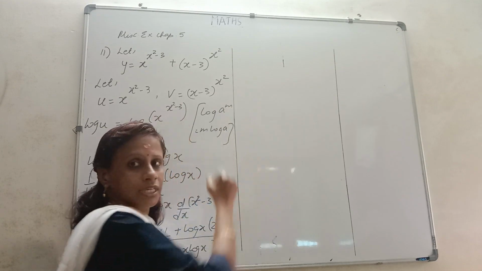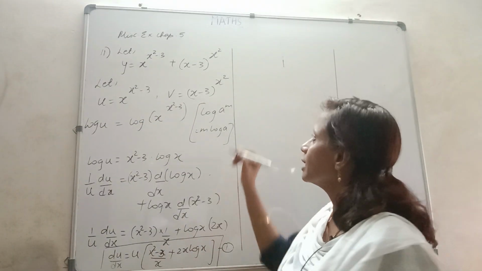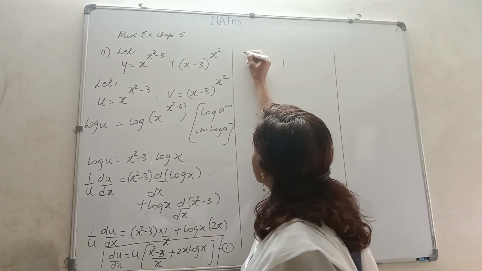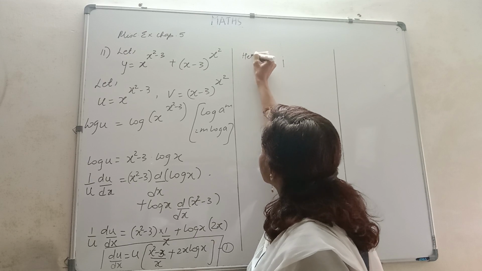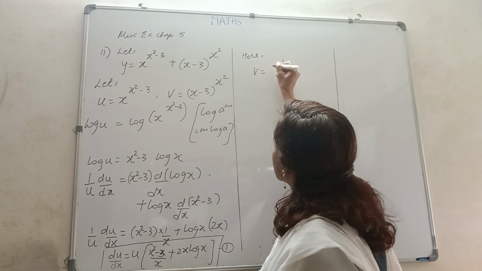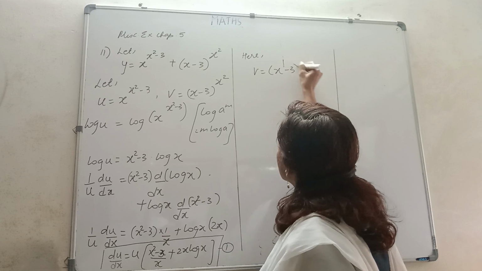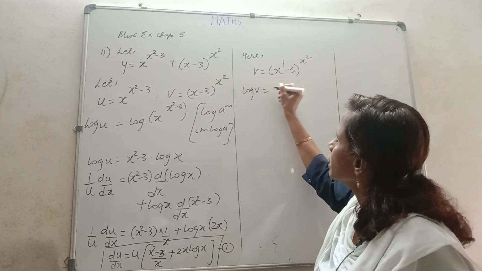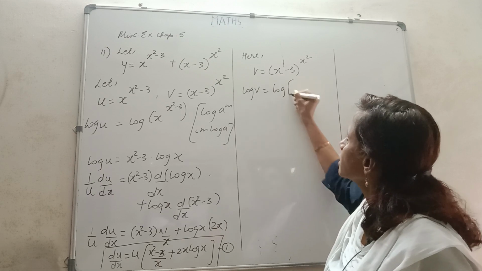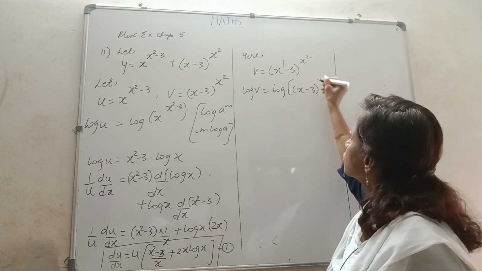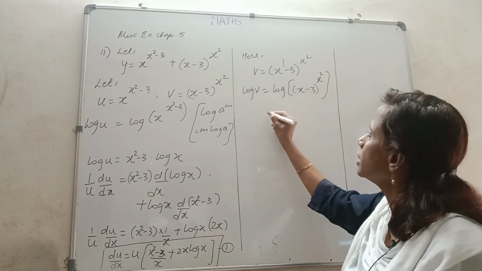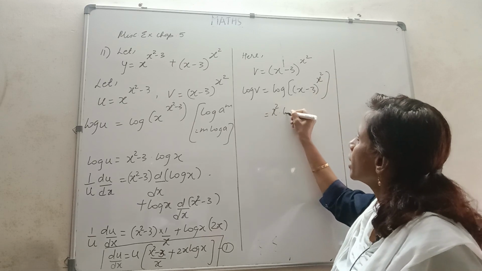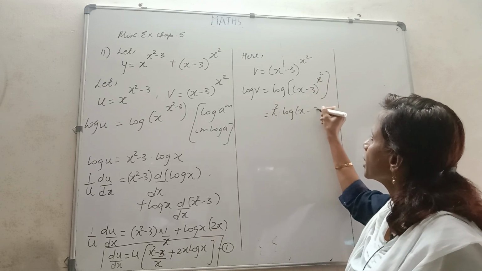So since v is like this, let's continue from here. Here we have v as (x minus 3) raised to x squared. So we are taking the log on both sides. Log v equal to log of (x minus 3) raised to x squared. We all know that the exponent comes on this side, so x squared into log of (x minus 3).